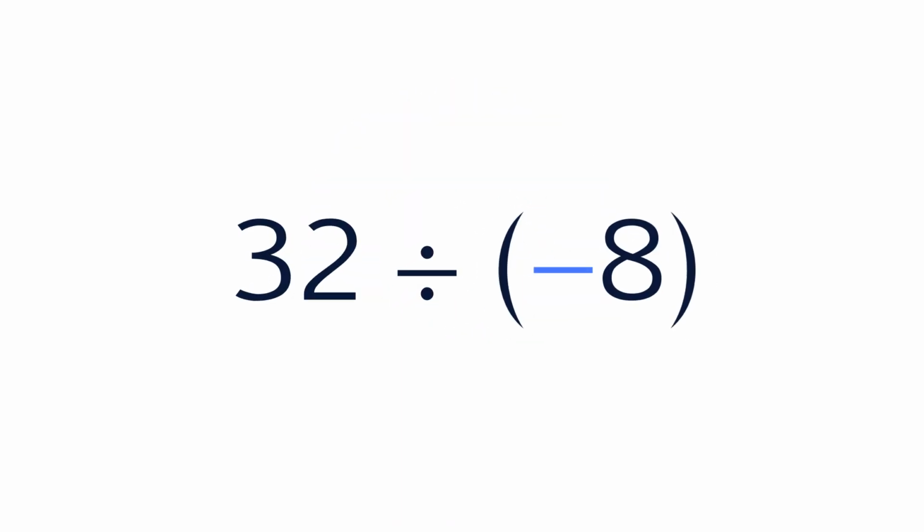It's time to look at an example. What's the answer to 32 divided by minus 8? It's nice to put parentheses around negative numbers to make sure that you don't mess up the signs. A common mistake is getting confused because the division and subtraction symbol are next to each other.